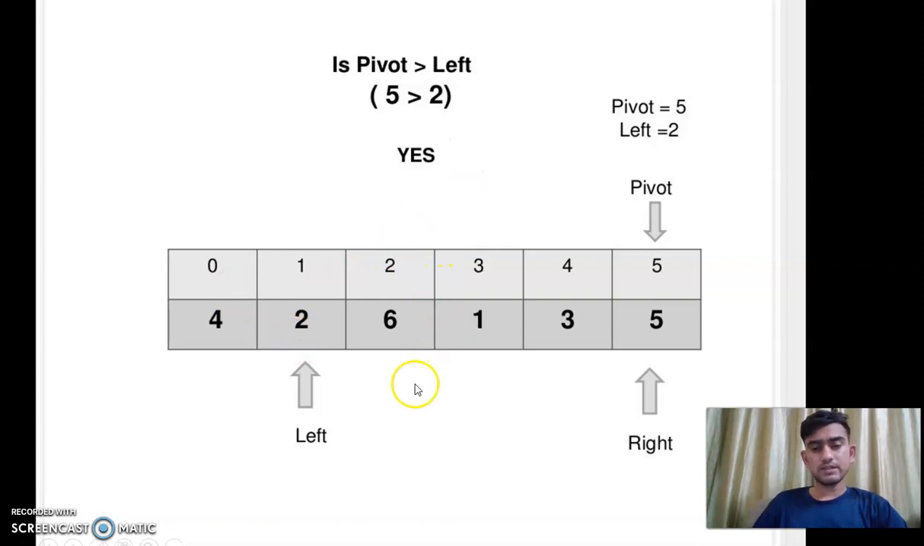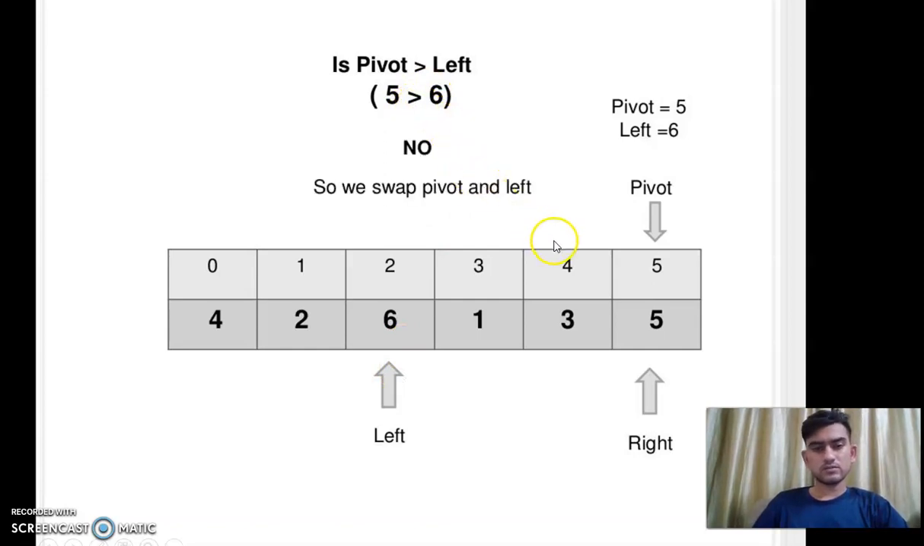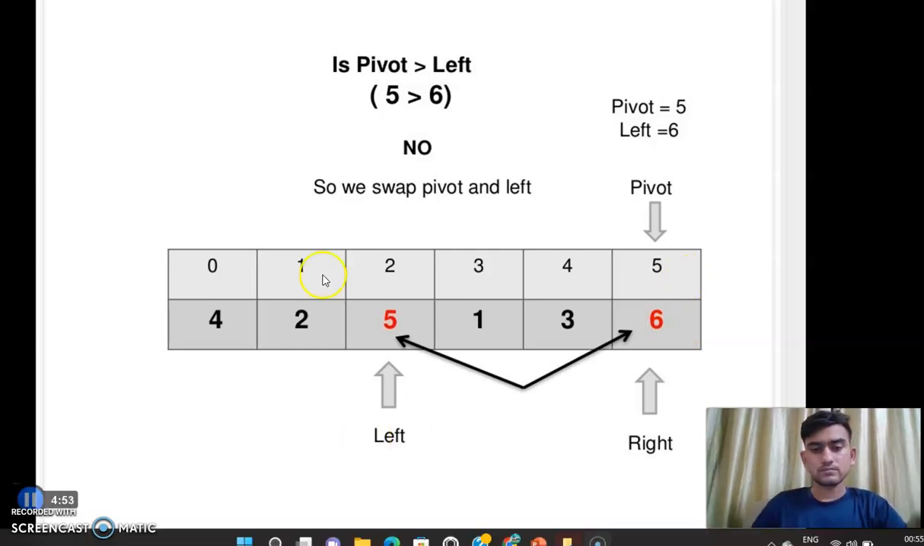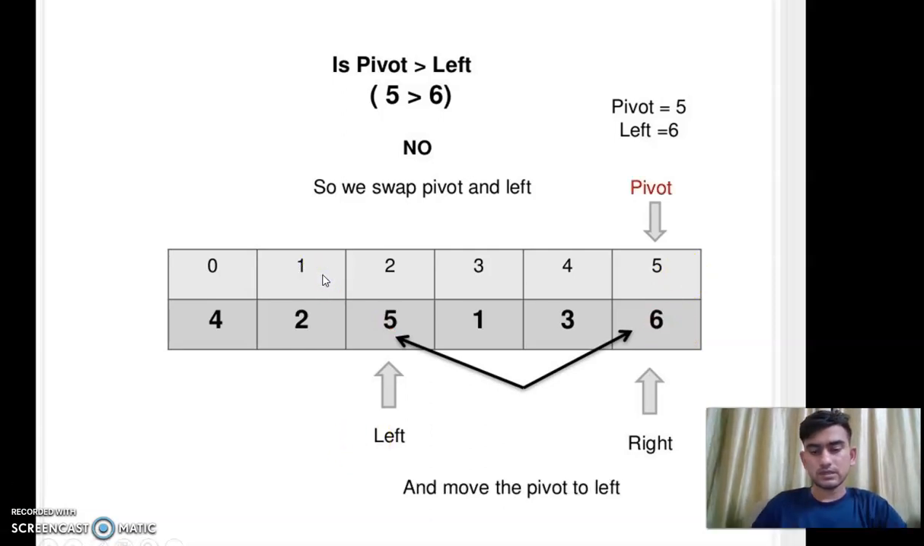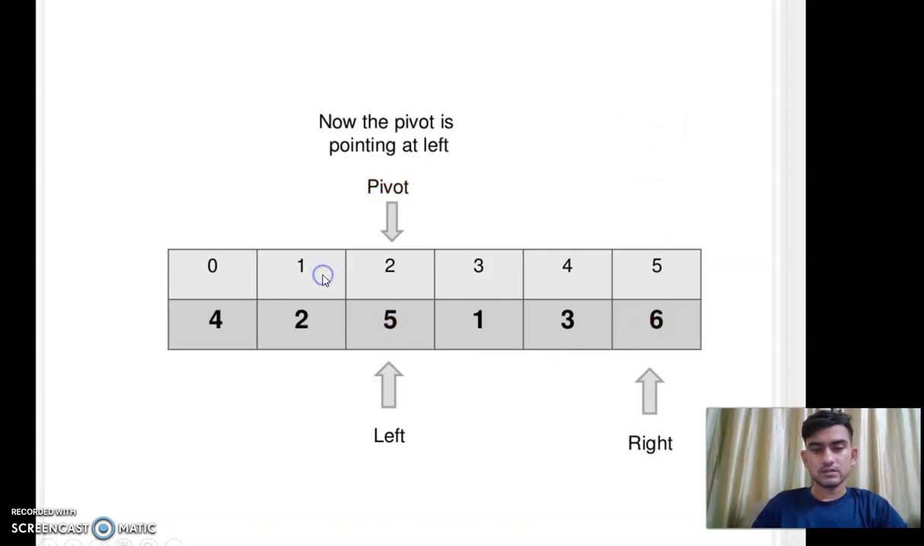Now we will compare the next position. 5 is greater than 6. This is false. So now we swap pivot and left again and move the pivot to the left. Now the pivot is pointing on the left.